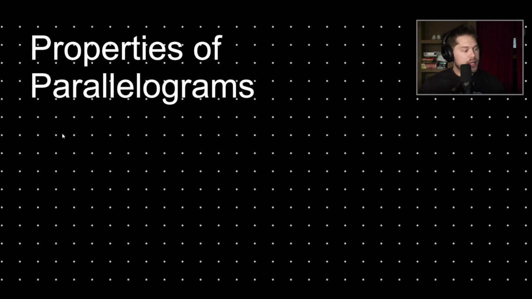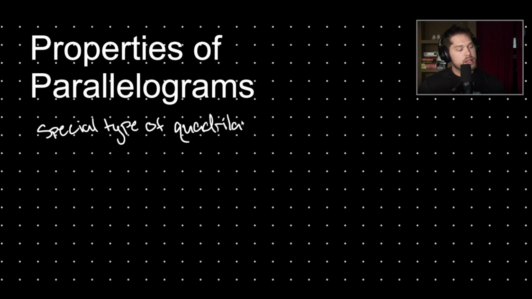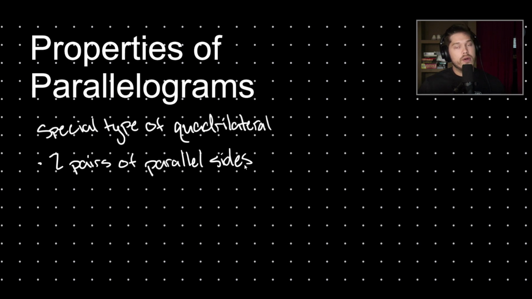Well, a parallelogram is a special type of quadrilateral. Remember, a quadrilateral is a four-sided polygon, and a parallelogram is a special type of quadrilateral in that it's defined to have two pairs of parallel sides. And that's it. That's the full definition of a parallelogram.